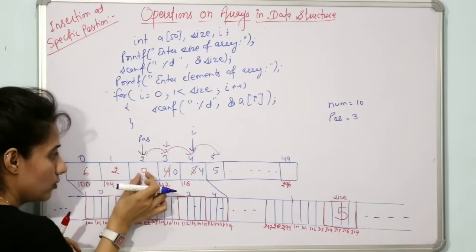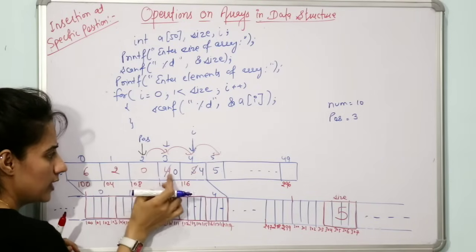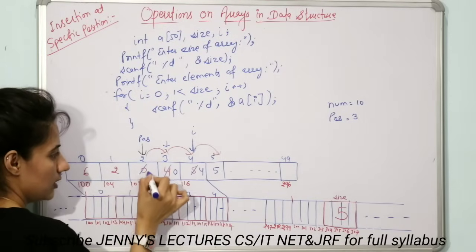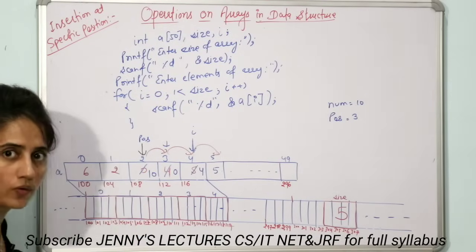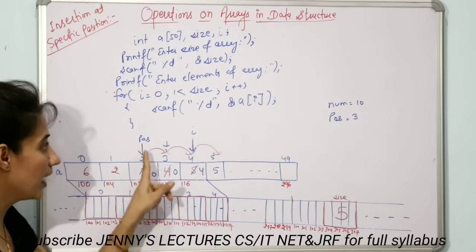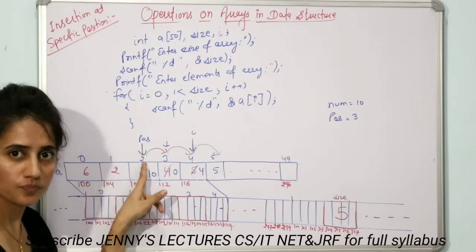Means we have found the position. We have 0, 4, 5 here. Now 0 is duplicated, so we can insert 10 here. We can overwrite this 0 now. So that is how we can insert this number 10 at position 3. Position 3, index is 2.